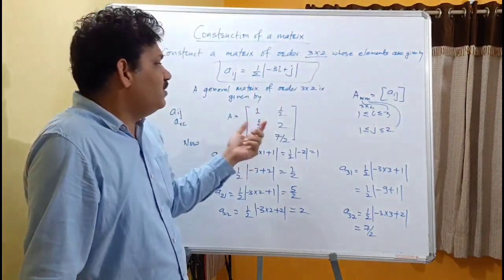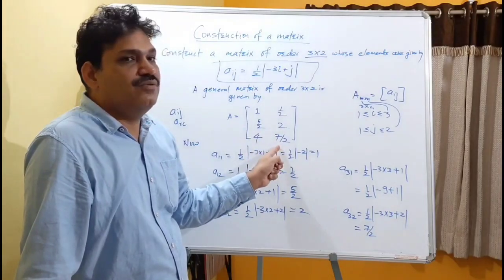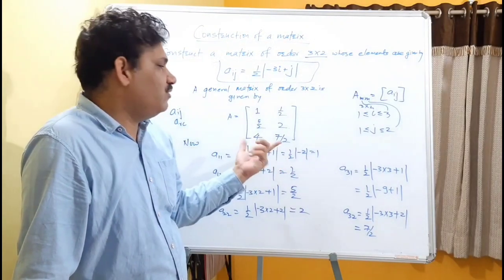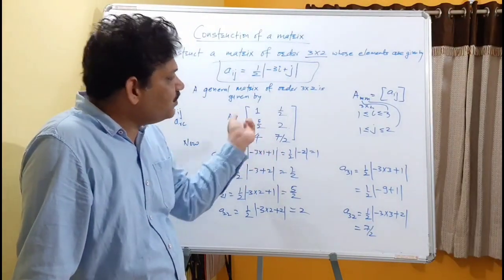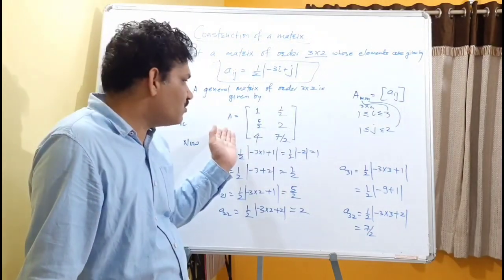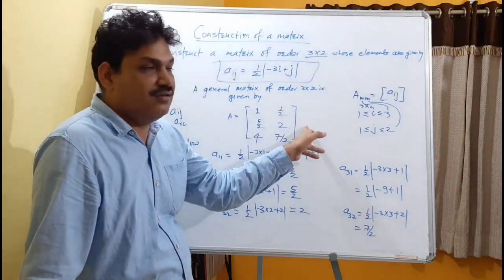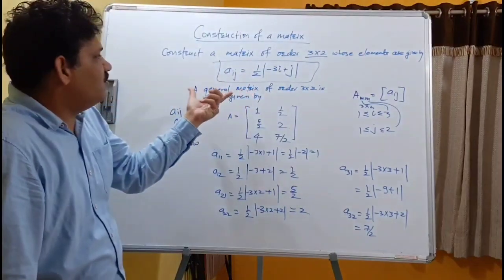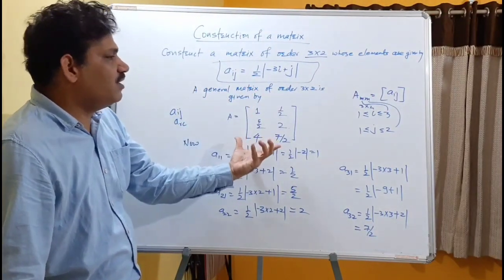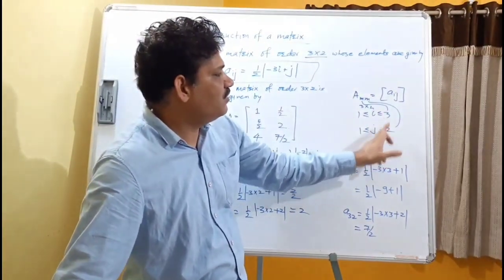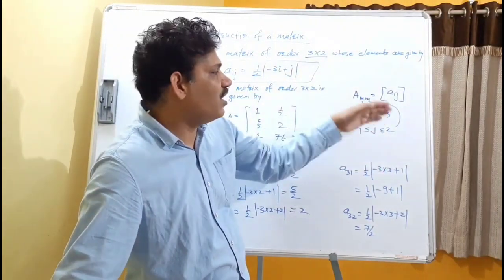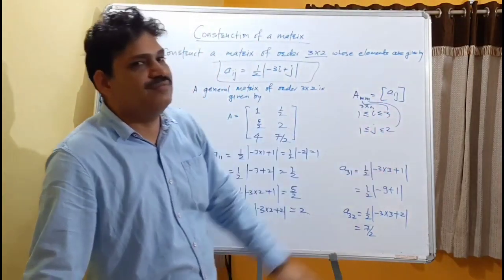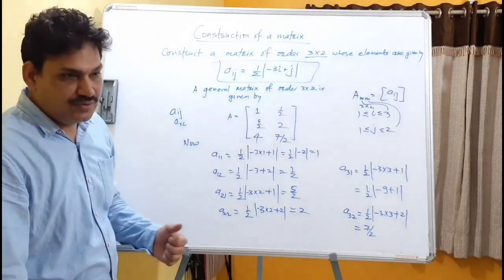See here, we needed A32, but we didn't need A23. Second row, third column is not there. So this we must keep in our mind. Either we write a general matrix or we must keep these two things in mind, that the value of i is less than or equal to 3 and the value of j is less than or equal to 2.